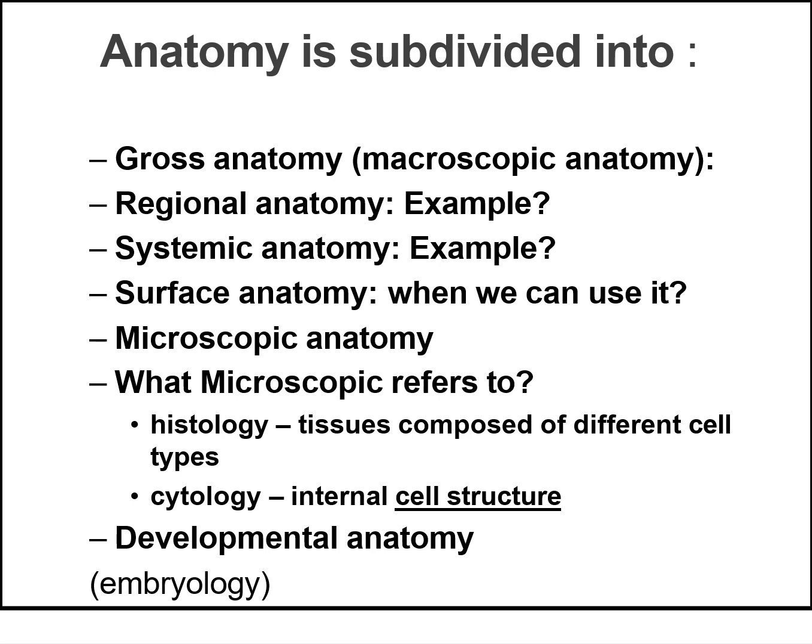Now, systemic anatomy refers to the different body systems. The body is composed of 11 systems, and some of those systems are the skeletal system, the muscular system, the cardiovascular system, etc. So this anatomy allows us to study those systems.